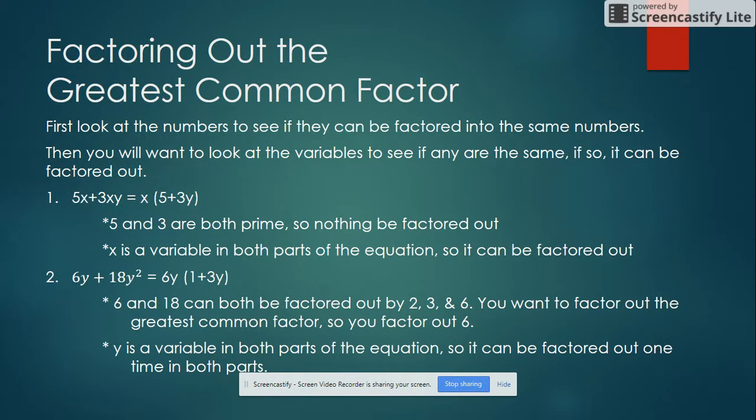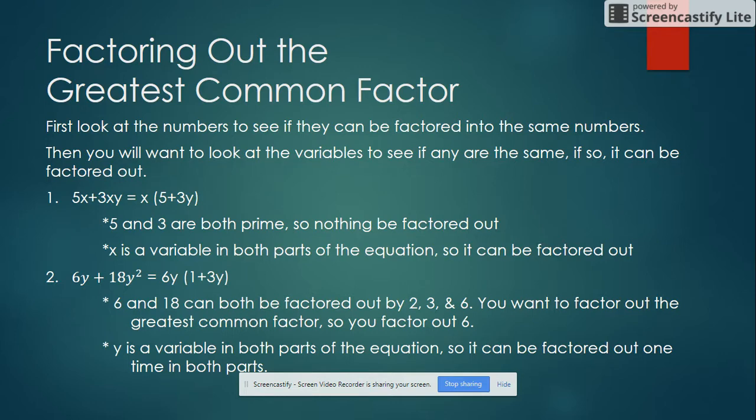When factoring out the greatest common factor, we want to look first at the variables and then at the numbers. So 5x plus 3xy, when we look at that, we know that there's an x in both terms. So we can factor out an x, which gives us x times 5 plus 3y. Looking at 5 plus 3y, we know that 5 and 3 are both prime, so they cannot be factored out. So our answer is x times 5 plus 3y.